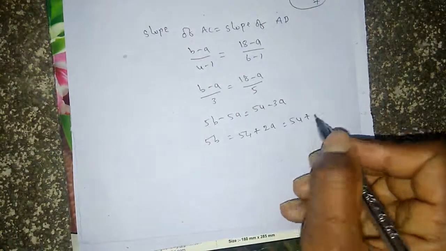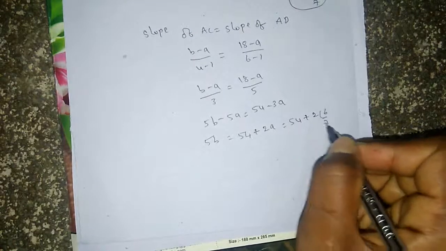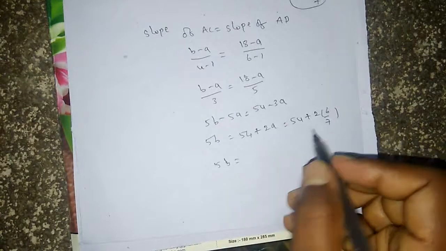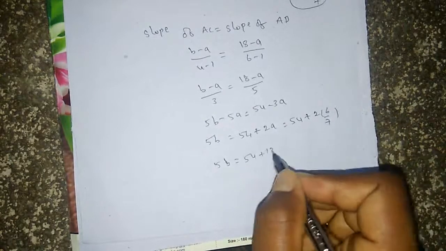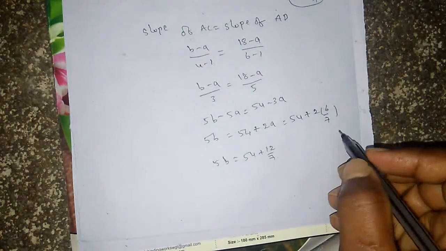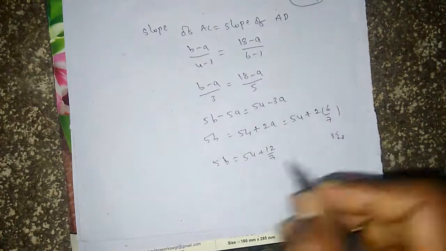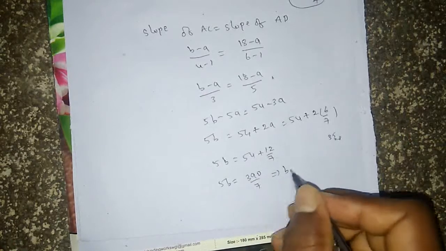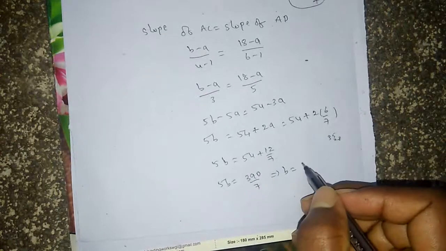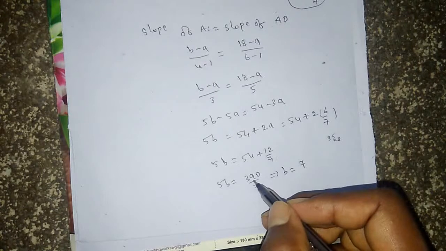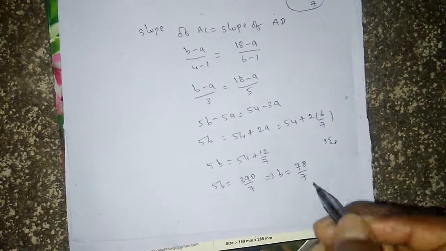That is 54 plus 2a means 2 into 6 by 7. 5b is equal to, 2 6s are 12, 54 plus 12 by 7. 54 7s are 378, plus 12, 390 by 7. Then 5b is equal to 390 by 7, so b is equal to 78 by 7.